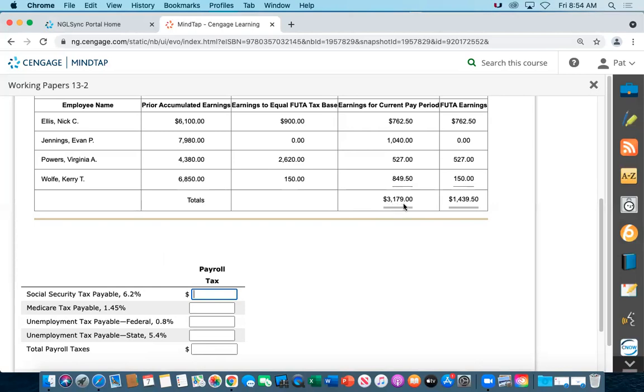So you type in 3,179. You multiply that by 6.2% for Social Security, and you get a number that says 197.098. Remember, what do we have to do? Round to the nearest penny. 197.10. Medicare tax payable, 1.45%. You take 3,179 times 0.0145, you get 46.0955, which rounds to 46.10.